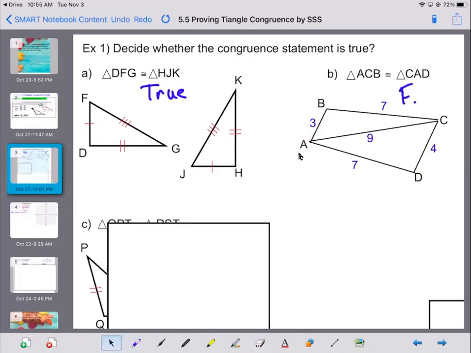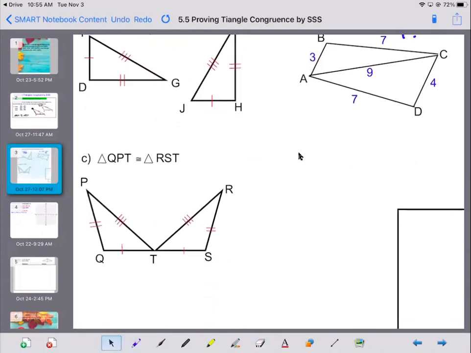All right, next one. It says QPT is congruent to triangle RST. Now, again, I'm just visually checking. I see all of them have marked segments that are the same, so that looks great. Let's see if the letters are in order. So they started with Q and then to P. So from Q to P is across the one that has the 2 marks.